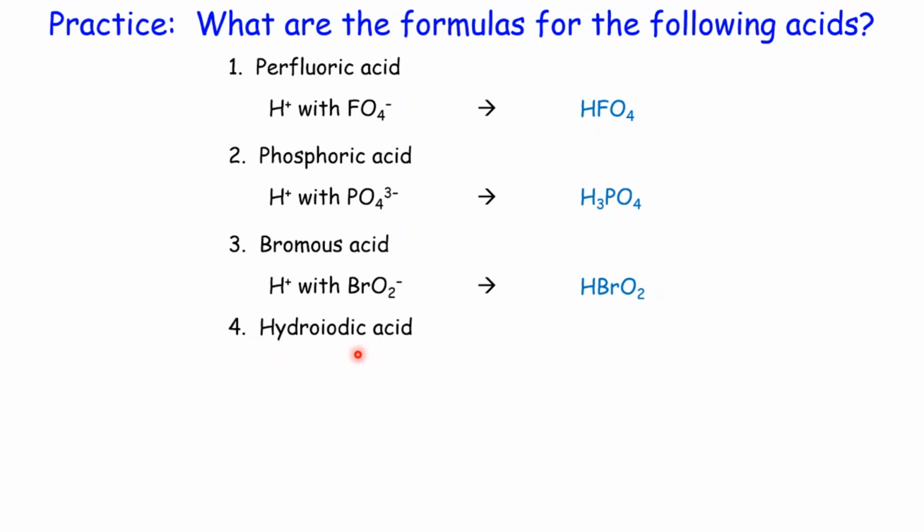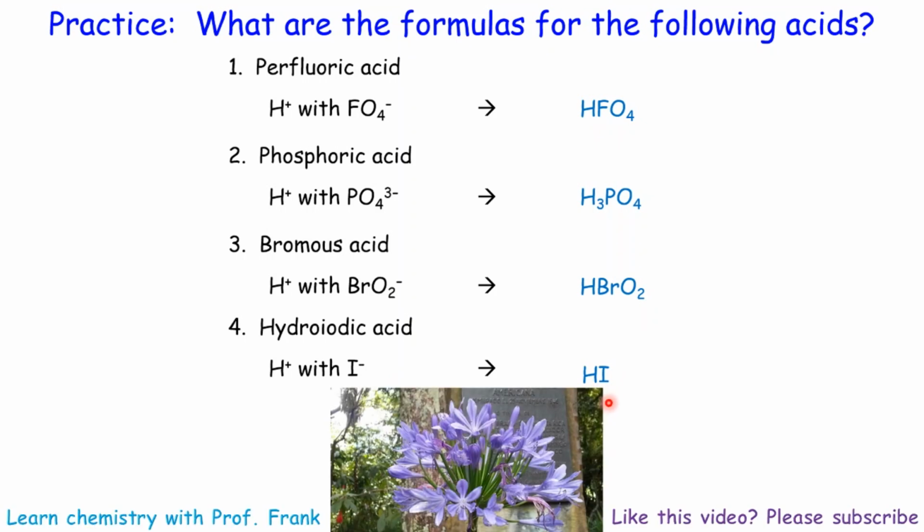Hydroiodic acid. Whenever you see the prefix hydro, it does not contain polyatomic anions. Okay, it should be just a binary acid, so HI. Strictly speaking, we should add AQ after all of those formulas. Okay, just make sure you understand that.